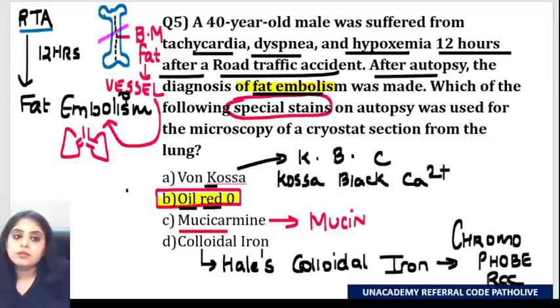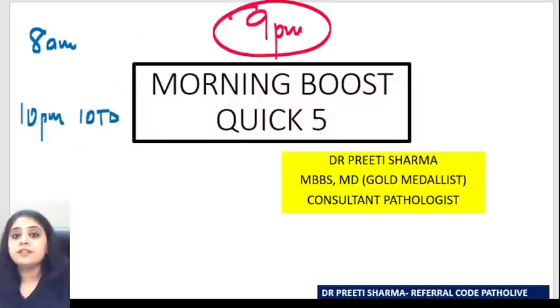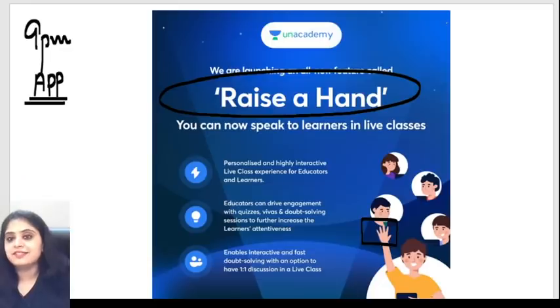Well, with that, we are done with the session and with the quick 5. We'll be meeting twice today. As I've just told you, we'll be meeting at 9 o'clock under the raise the hand class that I've told you about. And then we'll be meeting again at 10 o'clock for the image of the day, and that image of the day will be on the YouTube channel.